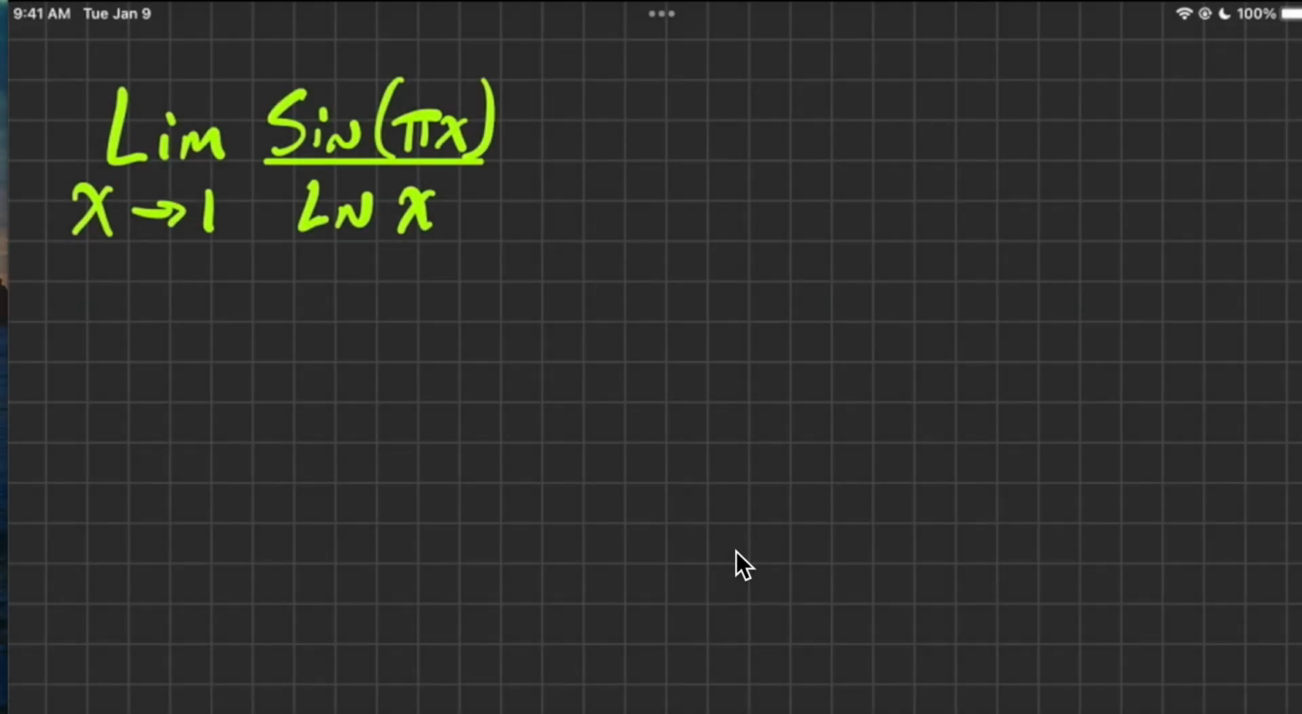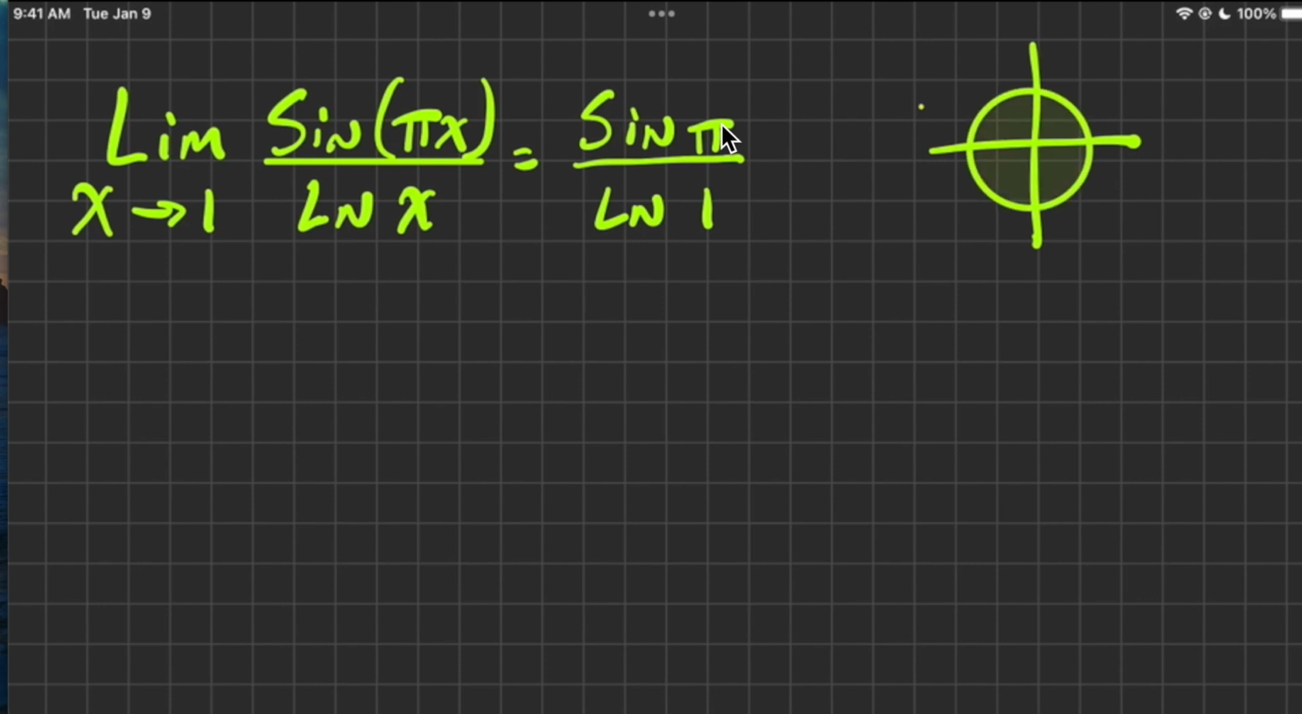In this next limit, we have the limit as x goes to 1 of sine of pi x over ln of x. And we are first going to attempt to insert that 1 for x. That gives us sine of pi and natural log of 1. So let's look quickly at sine of pi and invoke the unit circle.